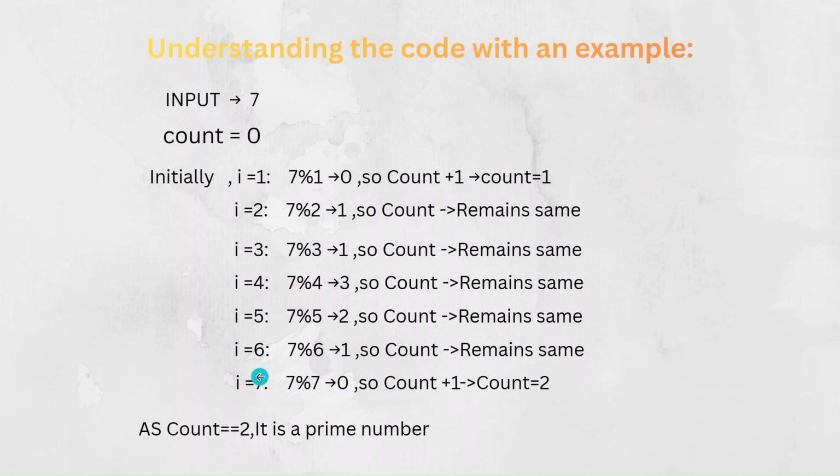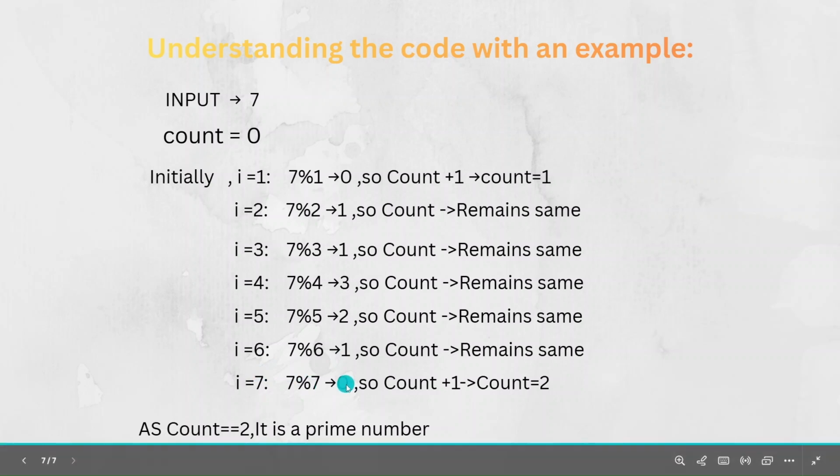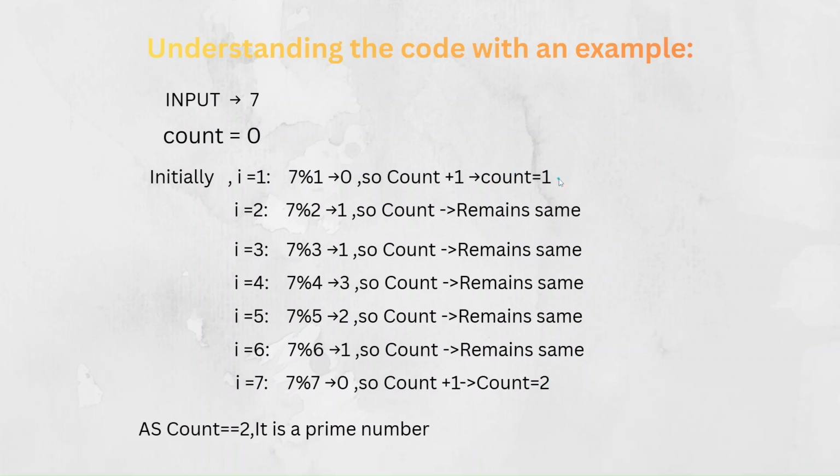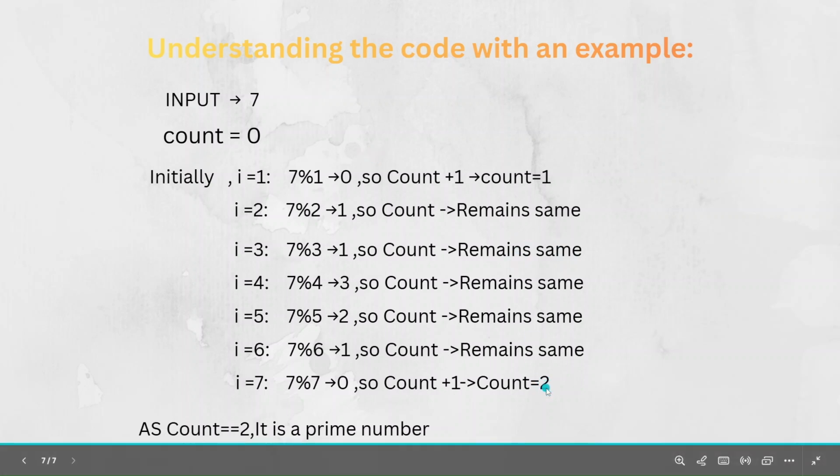What happens at 7 is that 7 mod 7 is 0, so the count increases again. So the total count is 2. We can see that the count variable has increased from 0 to 2. As we know, according to the logic of the prime number, the count is exactly 2. That means there are two factors, so it is a prime number.